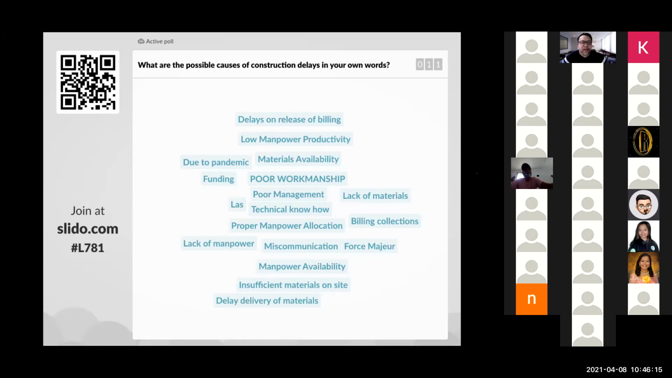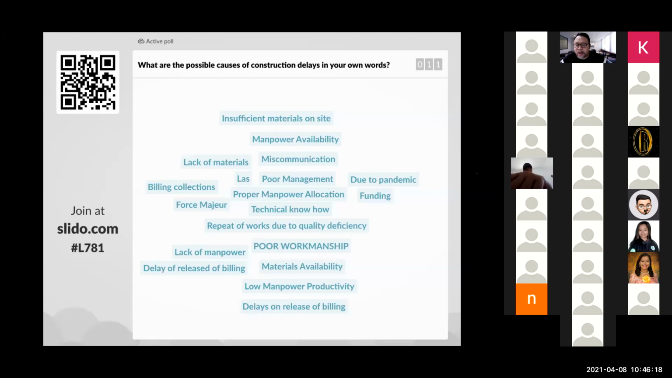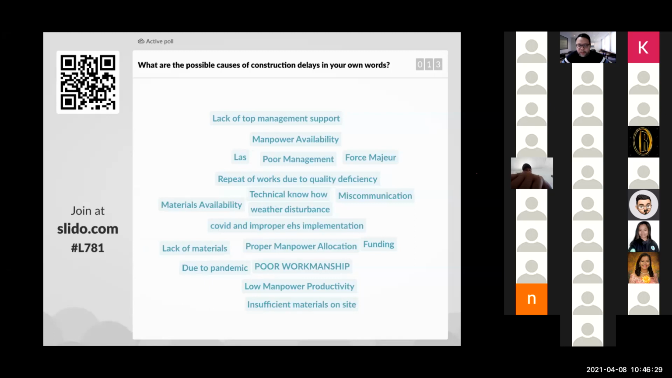Delays of billing release, of course. We have CMG, our GEL, our CMG. So, delays, may delays ba? Okay, titingnan natin if force majeure, okay? Then poor management. Okay, wow, very high level, poor management. Due to pandemic, okay, hindi natin maiwasan, no? Due to pandemic, worldwide, it's a worldwide catastrophe, no? Pandemic. What else? 13 is participating. We are almost 30 plus 9.